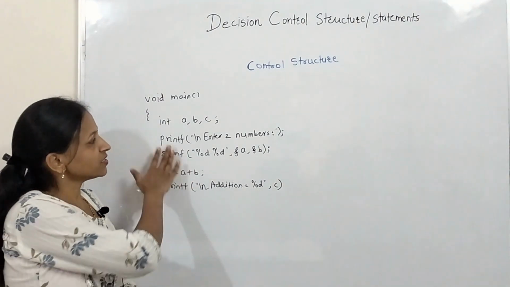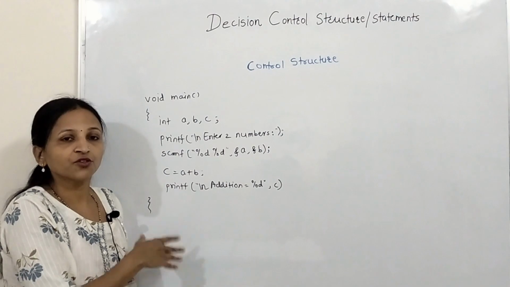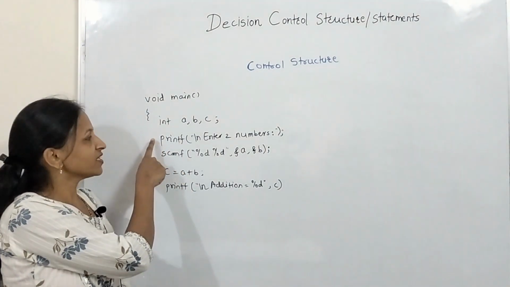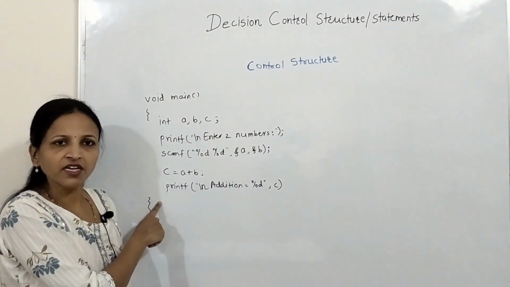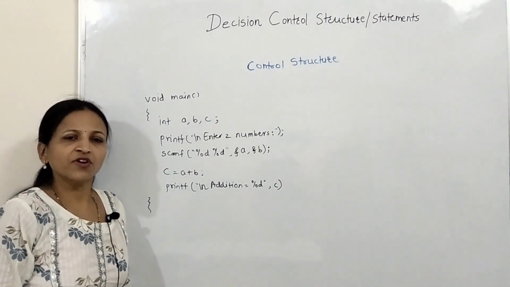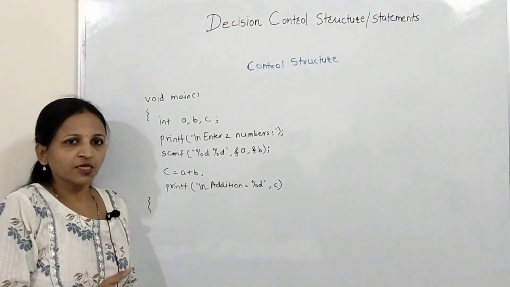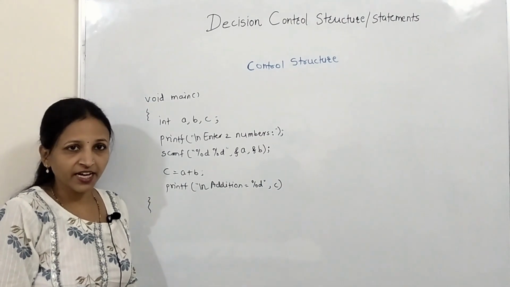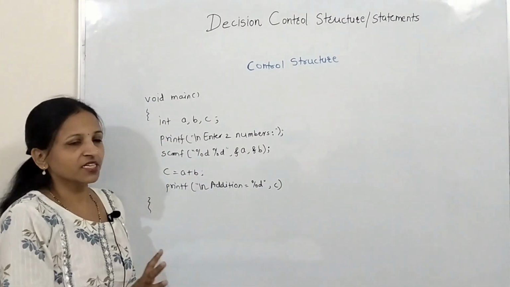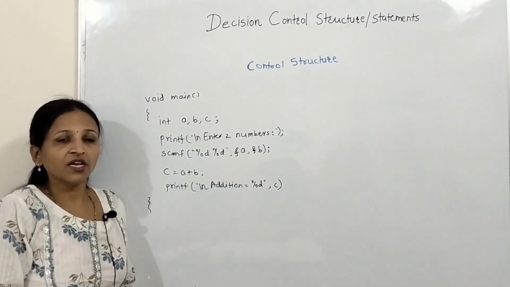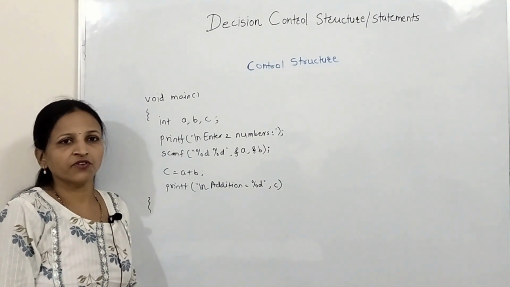Here step by step execution is there, sequential execution. First this statement gets executed, then this one, this one, this one, this one. In this way, normally program execution is always sequential. Every statement gets executed, then the next one, up to the end of the program, all statements executed sequentially. This is the normal or sequential execution of a program.